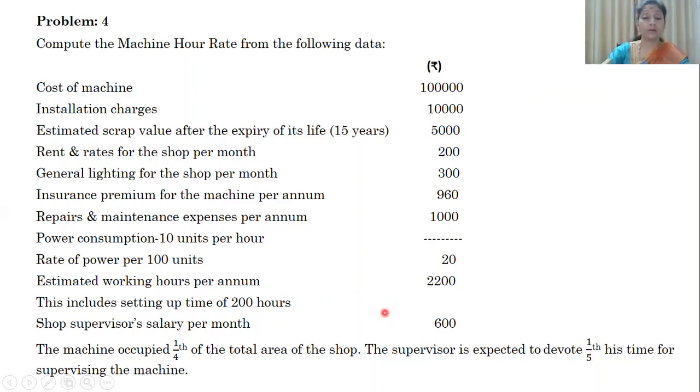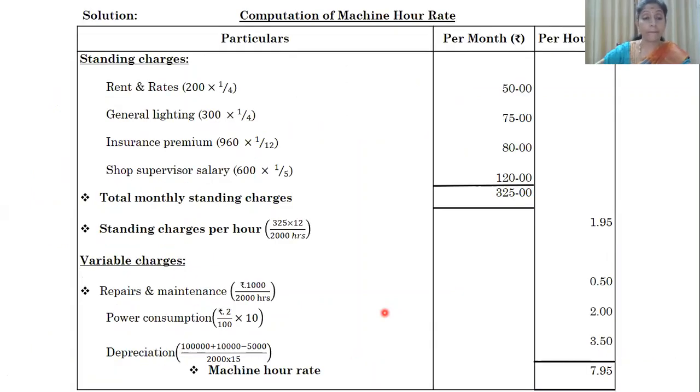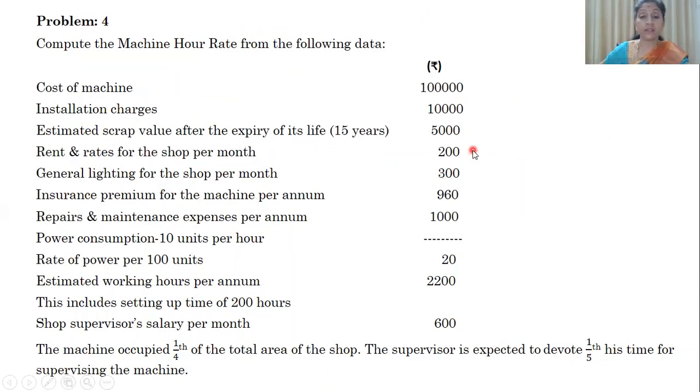Okay, let me go for the calculation. First one, rent and rates. Rent and rates given in the problem. How much rent and rates? Per month 200, isn't it? Okay.